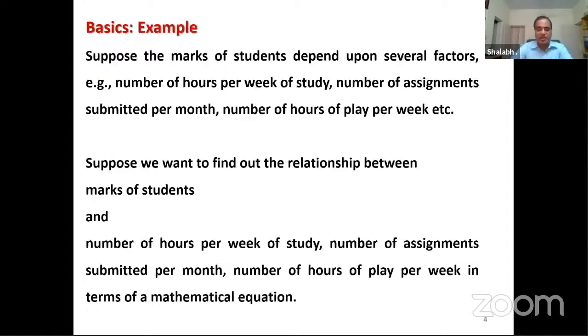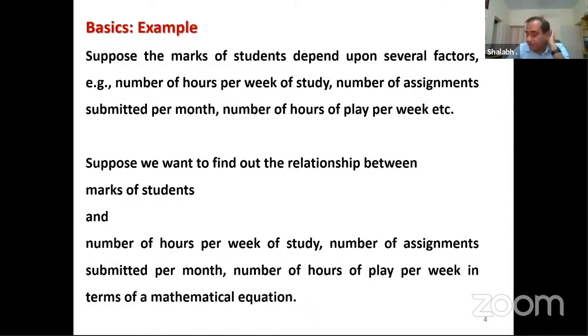So let me take a very simple example to give you an idea of what regression analysis is and where and how we are going to use it. I have just framed an artificial example, and this example relates to all of us. As a teacher, I was always interested, as a student, in how many marks I am going to get and how I can control and modify my marks.